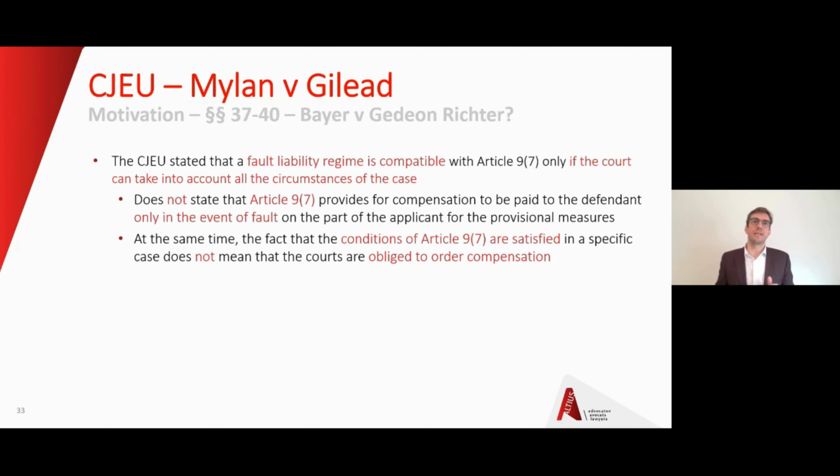Now, the Milan versus Gilead decision tries to reconcile this in the next paragraphs, where it actually discusses the Bayer versus Gideon Richter decision. In my view, that also shows that the CGU quite well understood that its earlier decision in Bayer versus Gideon Richter could perhaps be considered at odds with its decision in Milan versus Gilead. Now, the CGU stated that a fault liability regime in Bayer versus Gideon Richter is compatible only if the court can take into account all the circumstances of the case. That's what the CGU reminds us here.